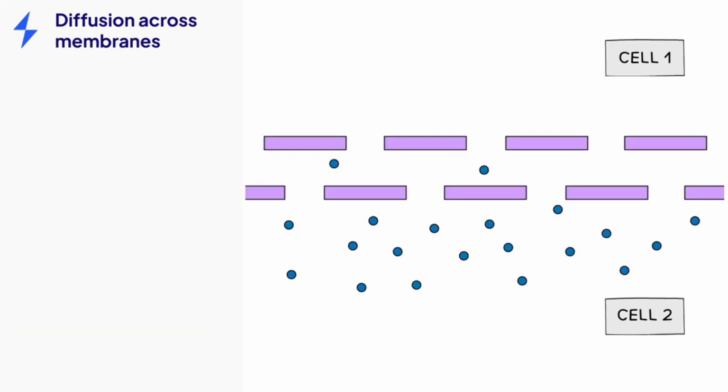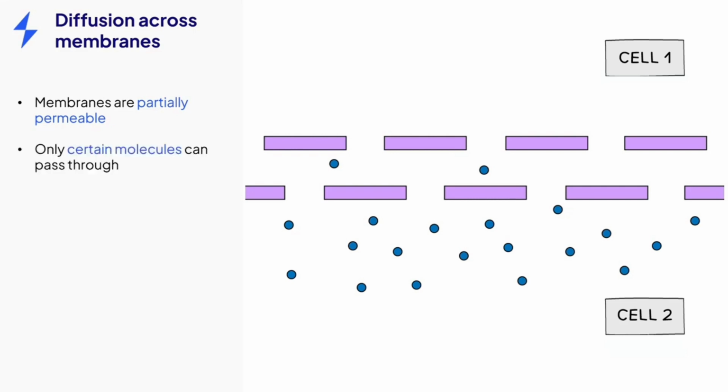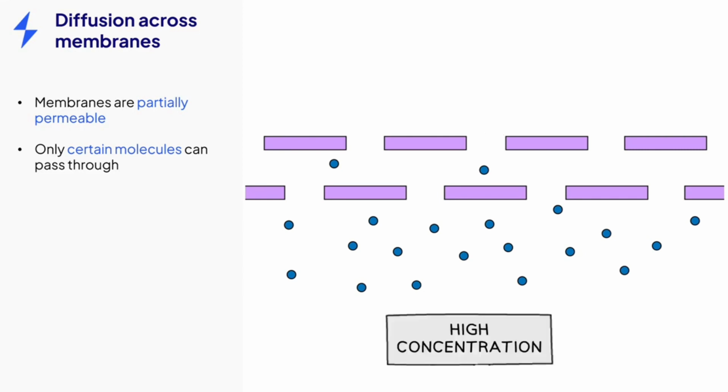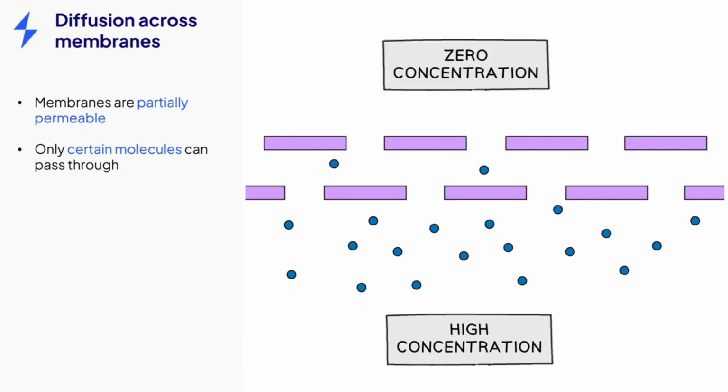Diffusion also occurs across membranes. Here we can see two partially permeable membranes next to each other. These could be the cell membranes of two neighbouring cells. The term partially permeable means that only certain molecules can pass through them. The membranes have pores within them, and some molecules such as water or glucose are small enough to fit through the pores. Note how the molecules are at high concentration below the membranes and zero concentration above.